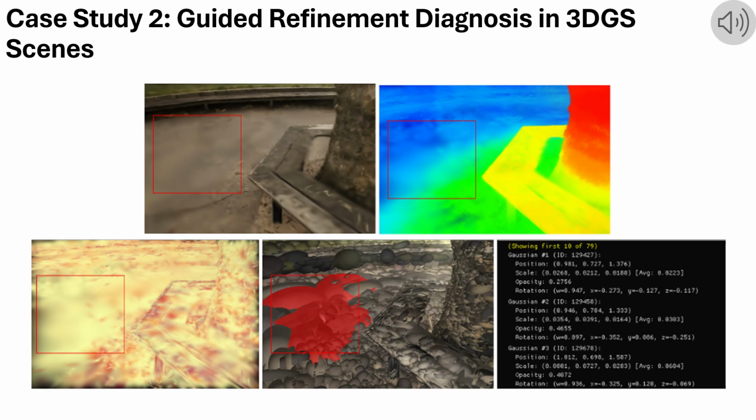In this case study, we diagnose low-quality regions in 3D-GS using view count and quality score visualizations. Low visibility and large splats, shown in blue and yellow, indicate poor reconstruction. By inspecting the red Gaussians, we find many are oversized or misaligned, suggesting this region needs further densification.